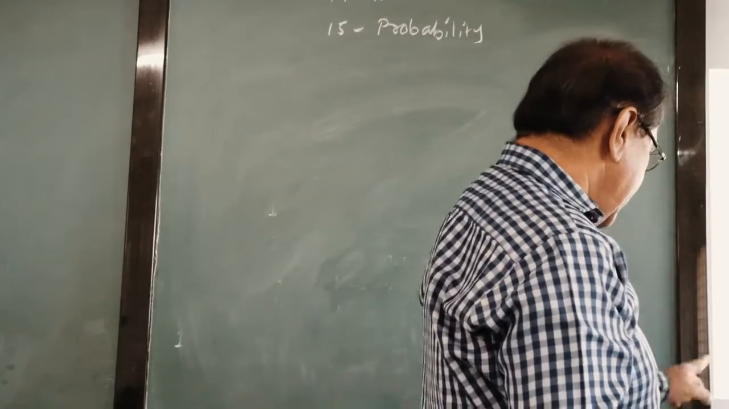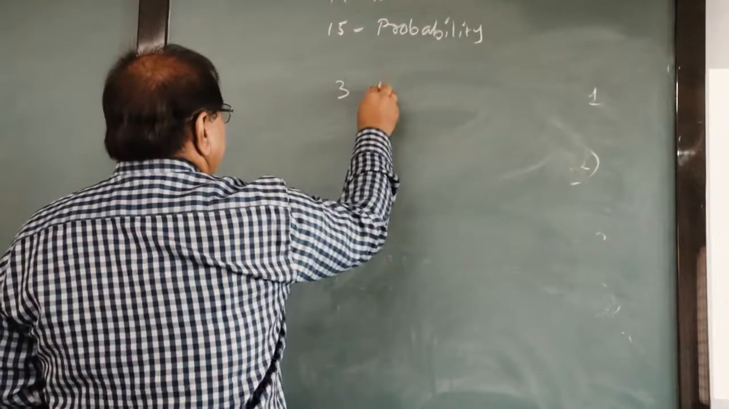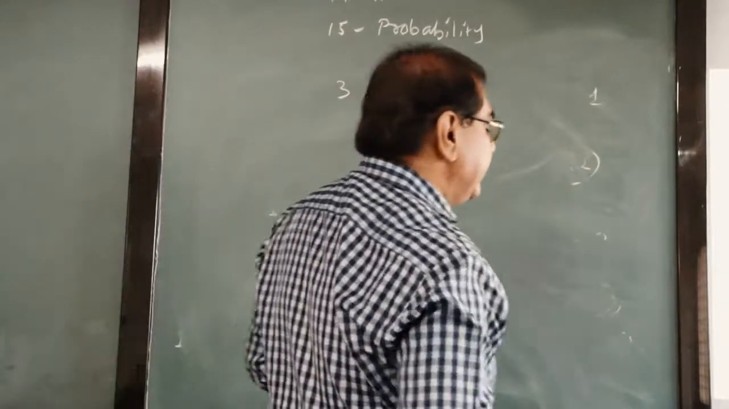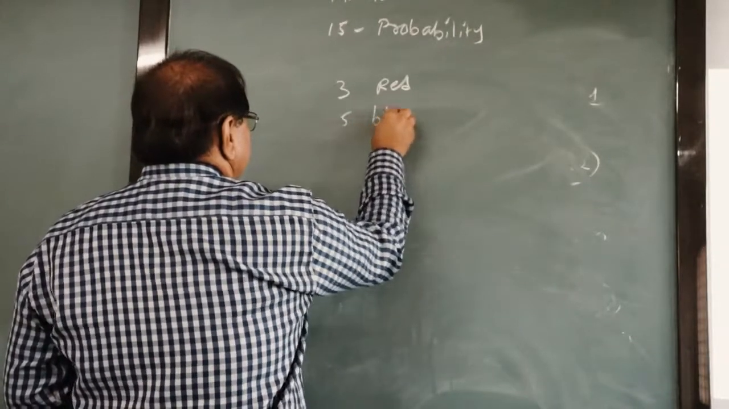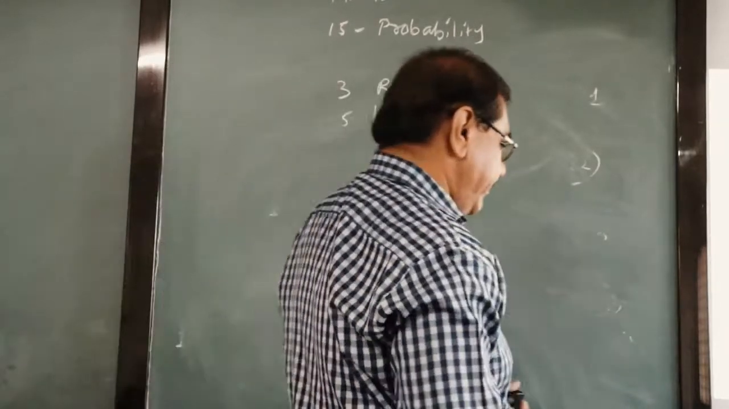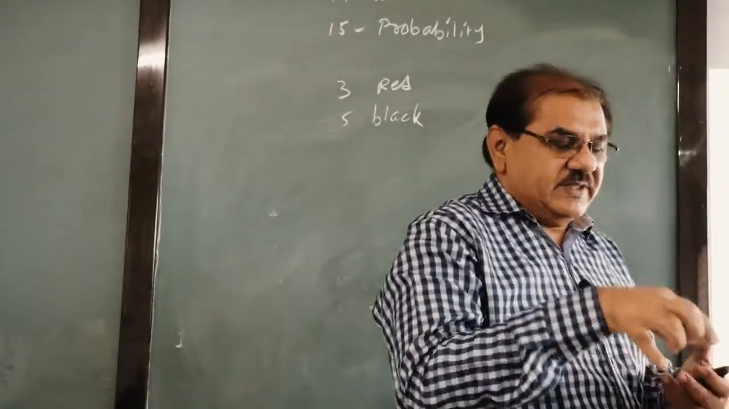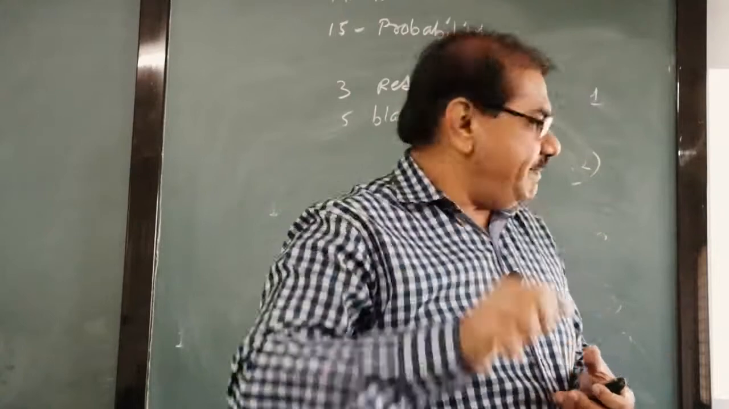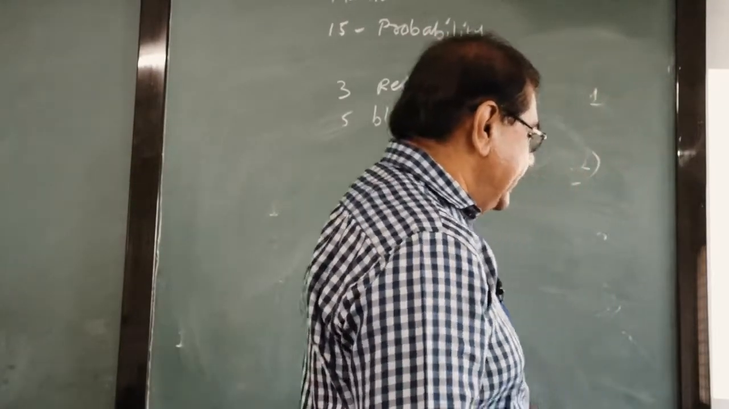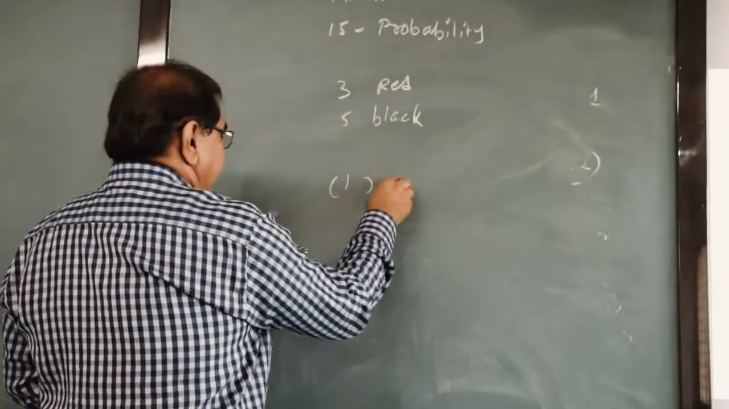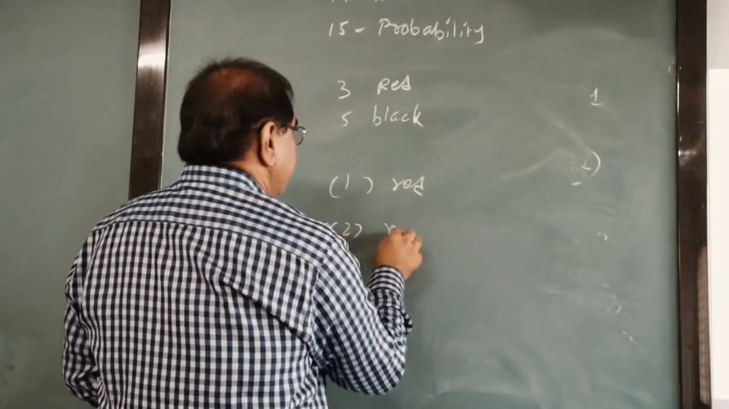Example number 8. A bag contains 3 red balls and 5 black balls. Then a ball is drawn randomly from the bag, without looking into the bag. The ball is to be picked up out of the bag. Then what is the probability that the ball is, number 1, red, and number 2, not red?